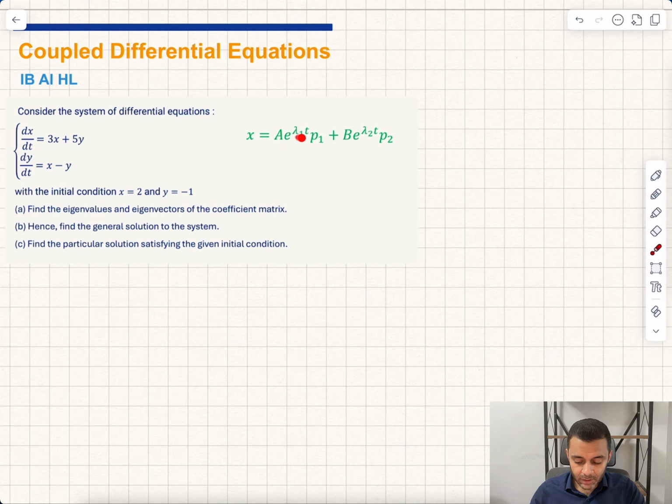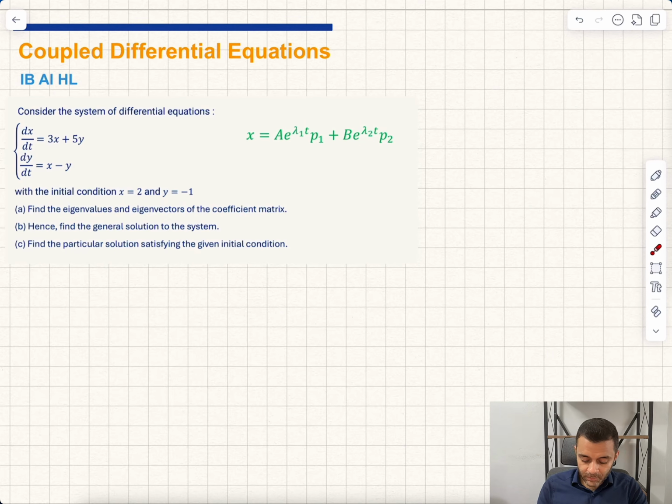Here lambda 1 and lambda 2 are the eigenvalues, and of course p1 and p2 are the corresponding eigenvectors, which means of course to find the solution to these you need the eigenvalues and the eigenvectors. Now before we start here, I made a video about the eigenvalues and vectors and how to find them in detail. The video appears top right of the screen.